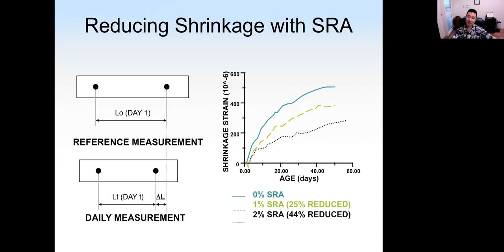And here is another example, how SRA, shrinkage reducing admixtures, work. If we increase the dosage of that, we can reduce the shrinkage strain. So we can use the Kelvin-Laplace equation, which we just discussed 15 minutes ago. Using shrinkage reducing admixtures, we can reduce the surface tension in the pore solution. As a result, we can see the shrinkage strain of concrete is lower.